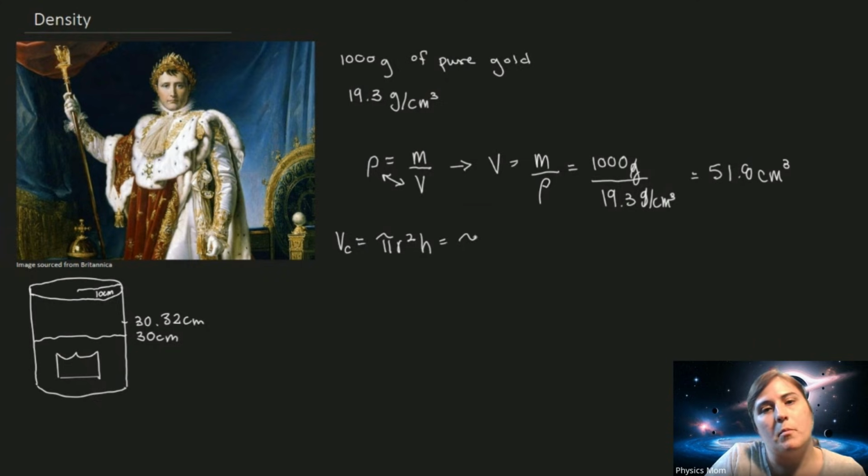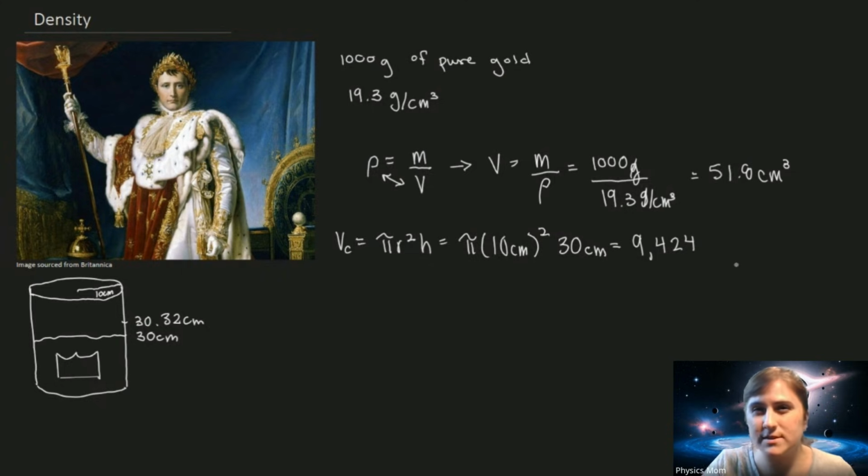So this is going to be pi, the radius is 10 centimeters. I'm going to just keep this in centimeters. This is squared times the height. Water sits at 30 centimeters. This is going to give me a standard base volume of 9,424.778 centimeters cubed. I'm going to use decimals here because we want to be fairly precise. And what we would expect if I had pure gold is to increase the volume by this much.